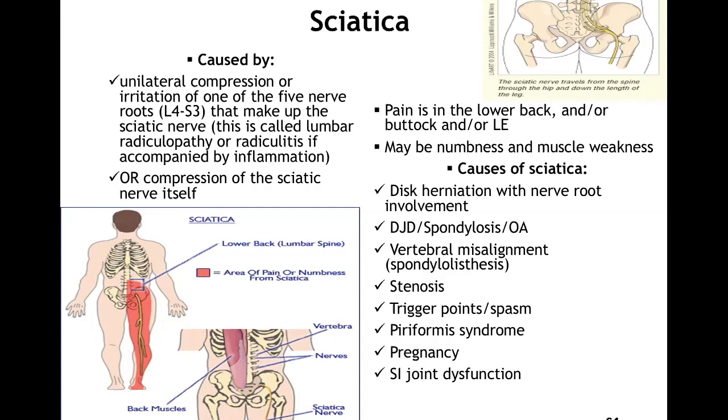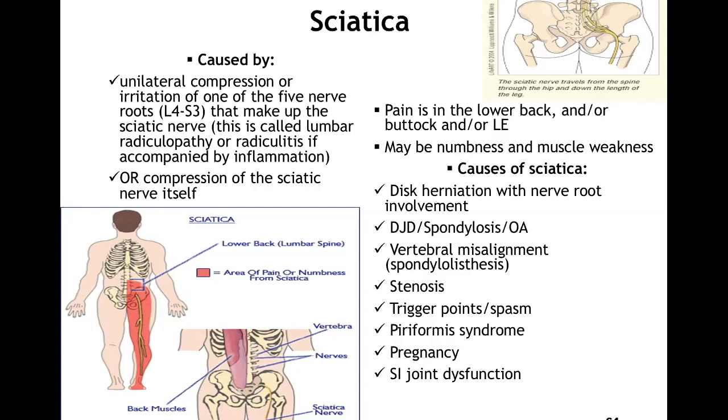root involvement, degenerative joint disease, spondylosis, osteoarthritis because of all that degeneration, any misalignment of the vertebrae, specifically spondylolisthesis, any type of stenosis, a narrowing that will compress the sciatic nerve, trigger points or spasms in the area surrounding that nerve, piriformis syndrome I already mentioned, pregnancy, SI joint dysfunction can also be a cause for sciatica.